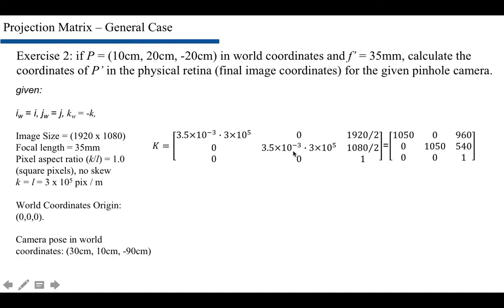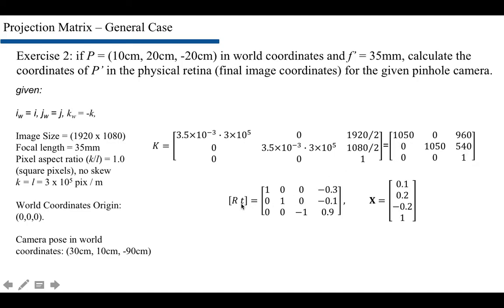The same will be exactly for the other axis. And then we know the size of the image, and we divide it by 2 in order to get the origin. That's it. So those are the values: 1050, 960, and 540. So we have K. Great.